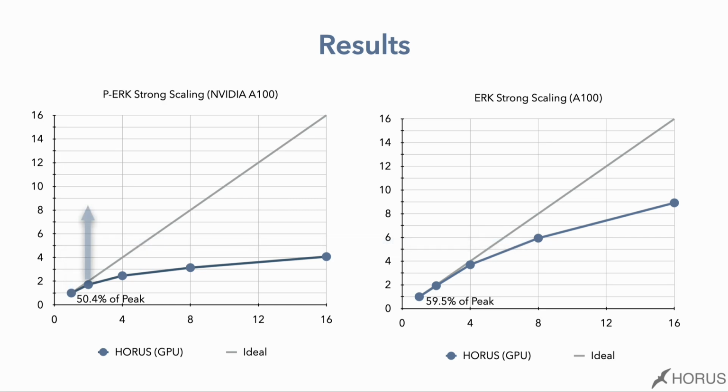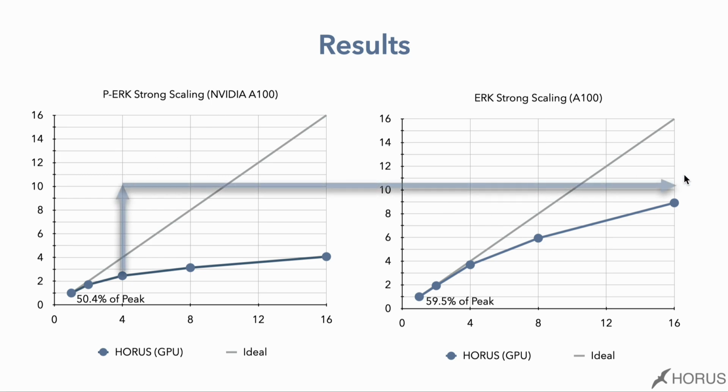Additionally, if we go up to 2 GPUs, we get about the performance of 16 GPUs using a classical explicit Runge-Kutta method. And if we go up to 4 GPUs using PERK, we're beyond the strong scaling limit of classical explicit Runge-Kutta methods.